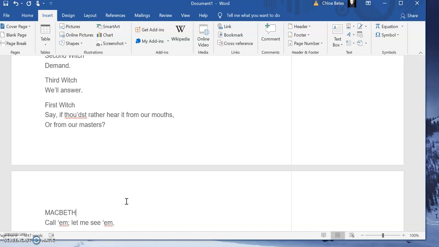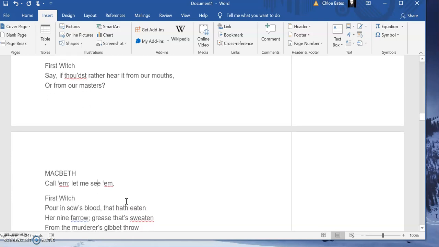So they're going to tell him. So do you want to hear it from us, or do you want us to like summon it from the supernatural place where it can come out of our cauldron? Very, very dramatic. Call them, let me see them. So again, not scared of this danger, will even allow other unearthly spirits to show him his future.